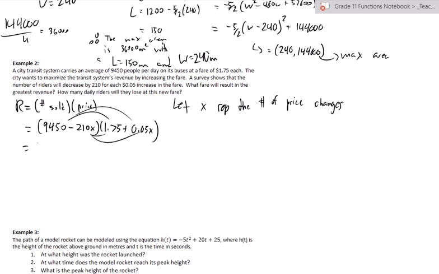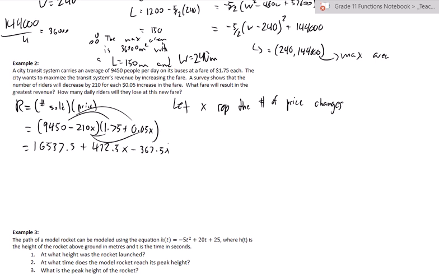So this is going to give you 16,537.5, and then we're going to have 9,450 times 0.05x. That's going to give us 472.5x. And then continuing on with our foiling, we're going to get 367.5x from 210 minus 1.75.